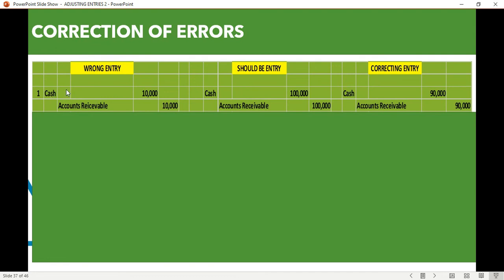If you notice, we have the same accounts debited and credited now. The only difference is the amount. So we have the correct account debited and the correct account credited. The problem is just the figures. So it is understated. Instead of 100,000, it was debited as 10,000. So we'll just add. To correct, we just debit cash 90,000, the difference between 100,000 and 10,000, and a credit to accounts receivable 90,000.